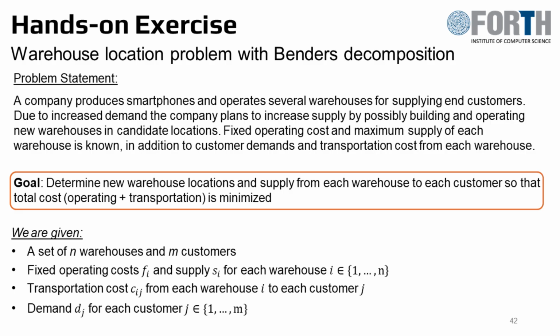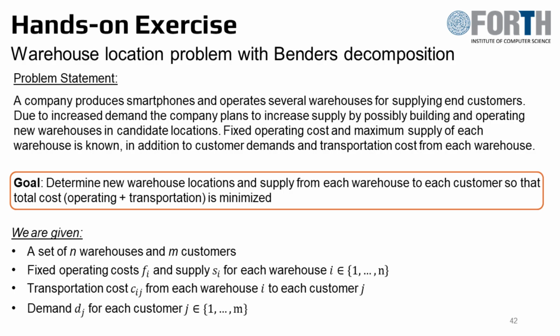A company operates several warehouses that supply customers. Due to increasing demand, the company considers opening new warehouses at candidate locations. Each warehouse has a fixed operating cost and a maximum supply capacity. Each customer has a known demand. There's also a transportation cost from each warehouse to each customer. Our goal is to determine new warehouse locations and supply from each warehouse to each customer, so the total cost, operating plus transportation, is minimized.